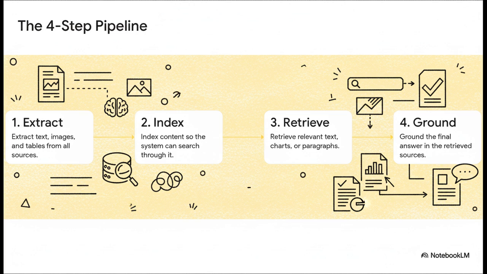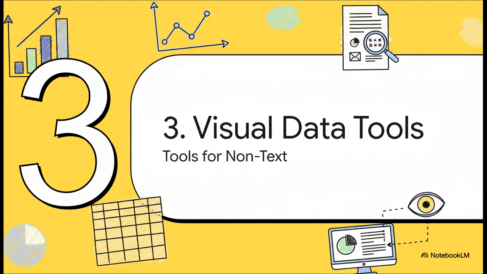Next, when a user asks a question, the system will retrieve the most relevant bits of info, whether that's a paragraph of text or a specific chart. And finally, and this is super important, you ground the answer. That just means the AI uses that retrieved info to generate a response that is directly based on the source material, no making stuff up. To make that pipeline, especially that first extract step, really sing, you need a specific set of tools.